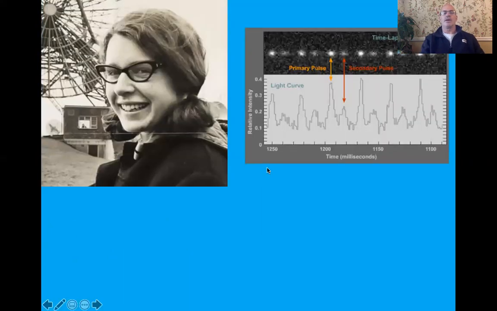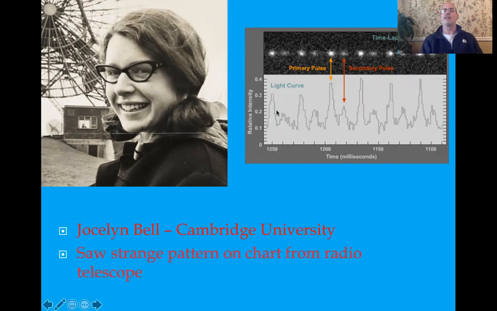All right. So this young lady, her name was Jocelyn Bell. I think she's still around. I think she's just not a young lady anymore. Anyway, this is back in the 60s. She was at Cambridge University and she was looking at data from a radio telescope. And she saw this strange pattern of kind of blips on the data.